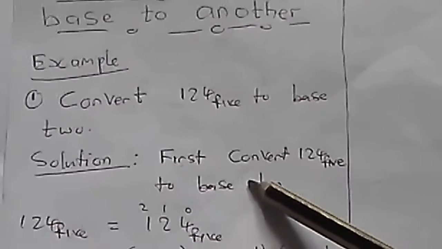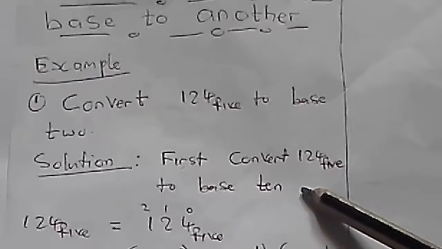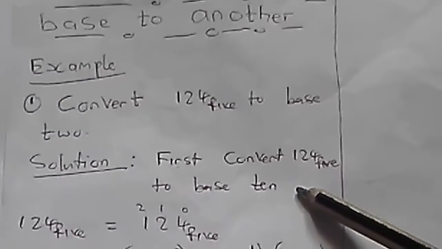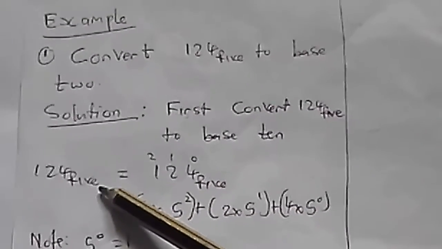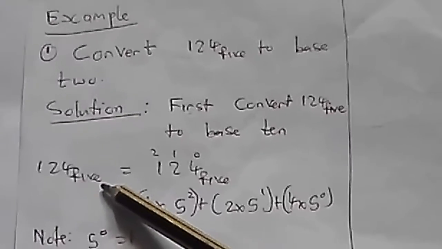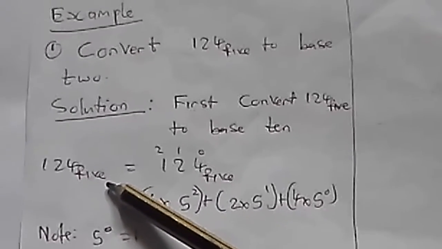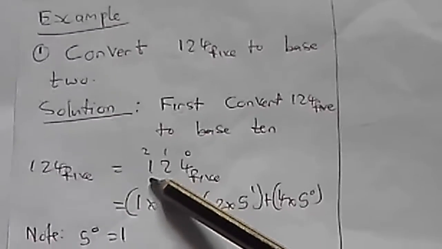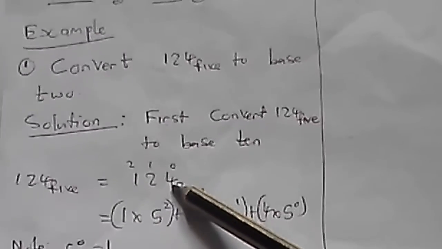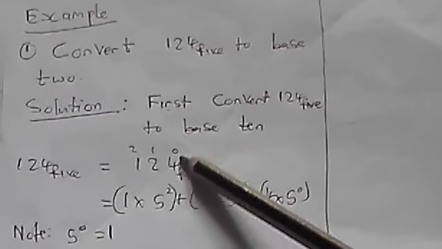Now first and foremost, you first convert 124 to base 10. Now this is how it flows. It's right here. You can see we have our 124 base 5 is equal to what? Now you count your 1 and 2 and 4. Then put your base 5. Then you come up here.